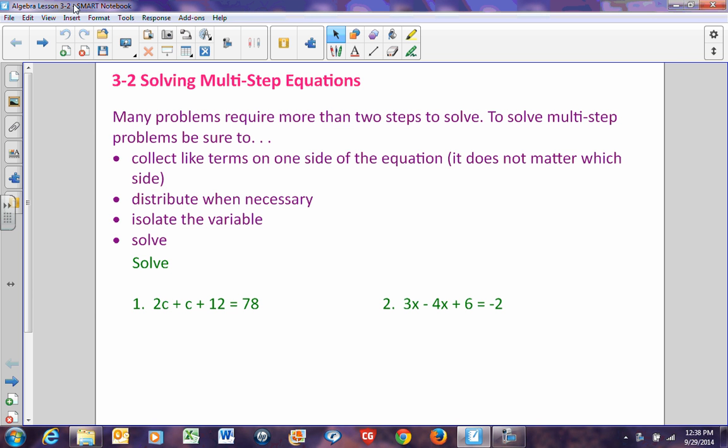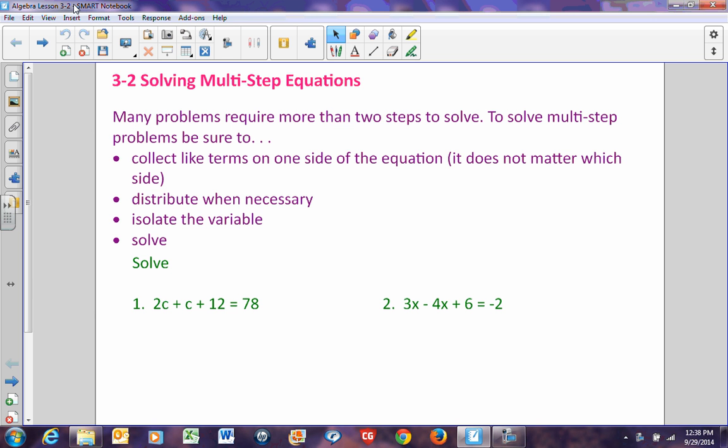Most of the time, you'll need to collect like terms on one side of the equation or the other. It doesn't matter which side. Some people like to move them all to the left side. Some people like to move them all to the right side. Some people mix it up and like to try to make variables positive as often as possible. It doesn't really matter as long as you get the variables on one side of the equation or the other.